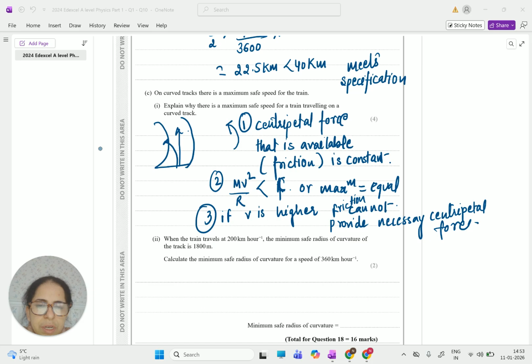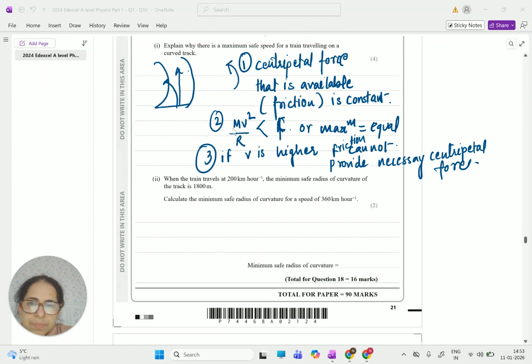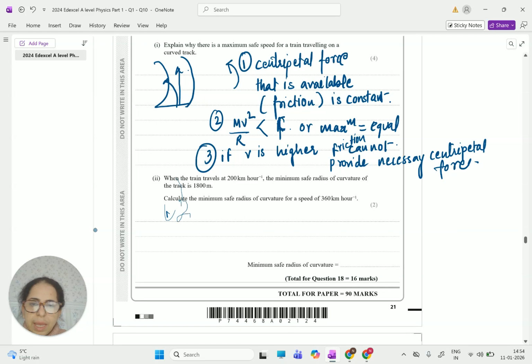Let's do the next one now. When the train is at 200 km/h, the minimum safe radius of curvature is 1800. What's the radius of curvature if the speed is 360? It's the same question as the previous one. What is constant is the friction force, so the available centripetal force is constant. Obviously the mass of the train is constant, so my V squared over R is constant.